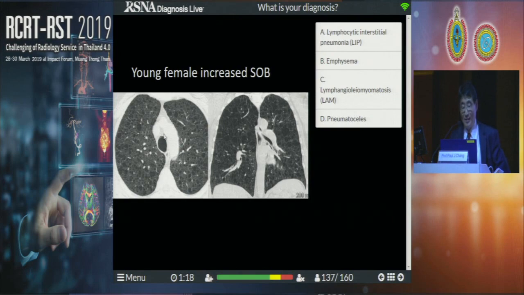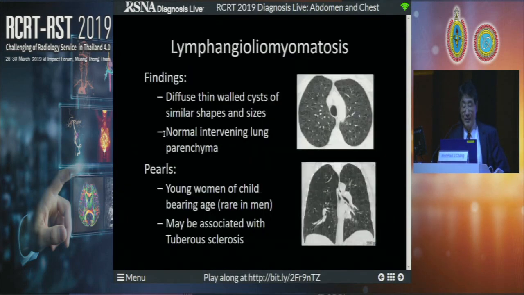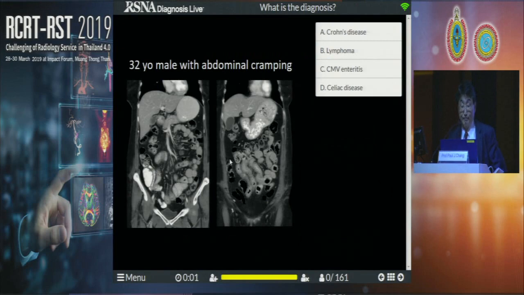Okay, most people got this incorrect. Excellent. Okay, so, yeah, obviously, the key here is a young person. This is a young woman. You have all these thin-walled cysts, normal parenchyma intervening. Now, remember, this can also be associated with tuberous sclerosis, too, so people want to make sure they do that screen. Excellent. This is a hard case.